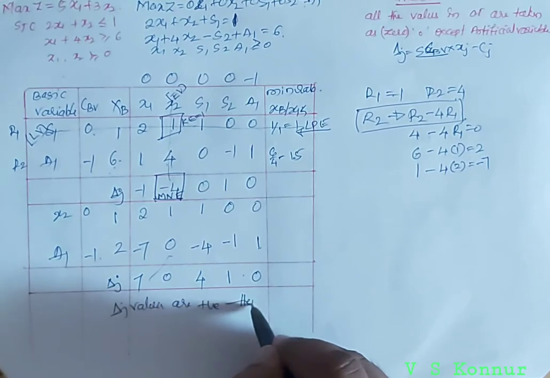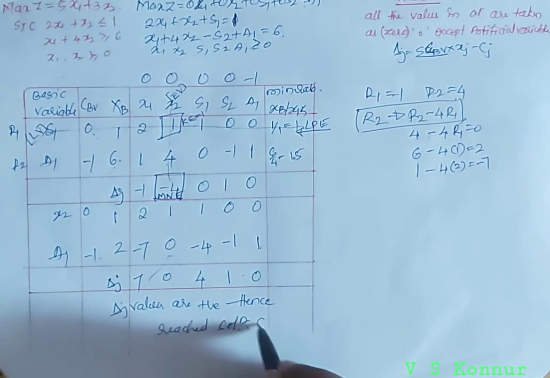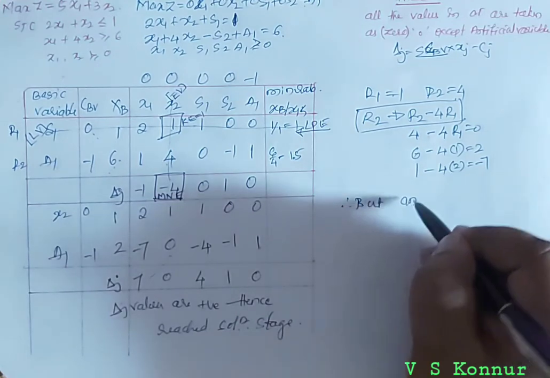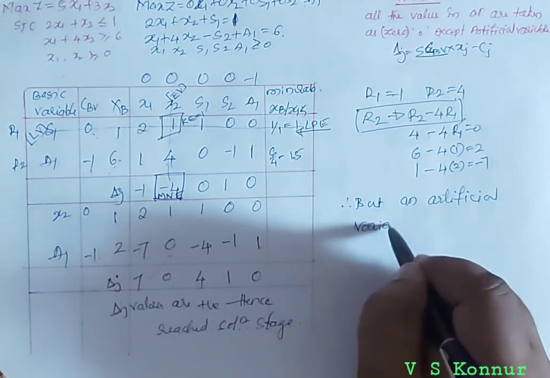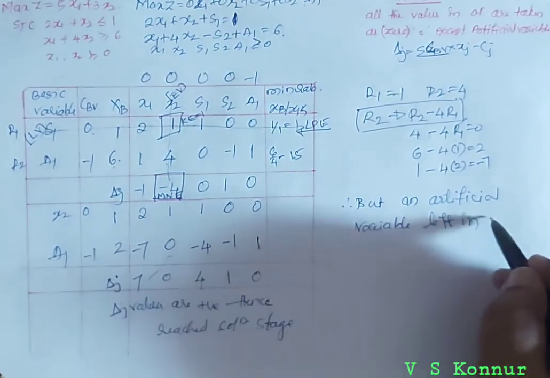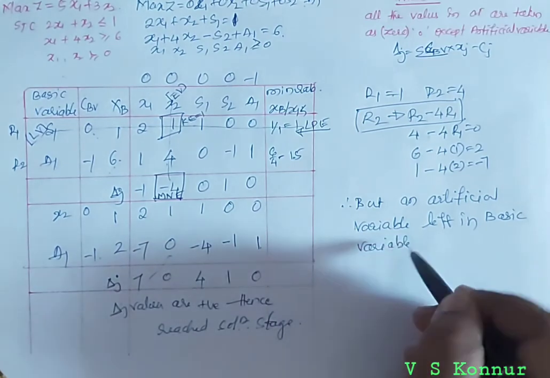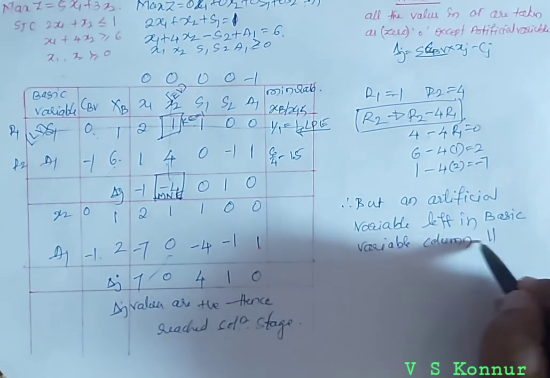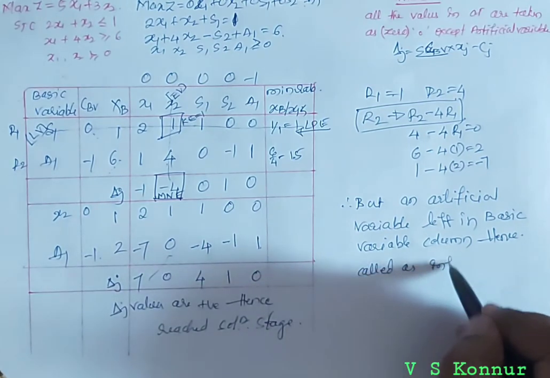So all the delta j values are positive, hence reached solution stage. But this I will write here, an artificial variable left in basic variable column. An artificial variable left in basic variable column, hence called as infeasible solution.